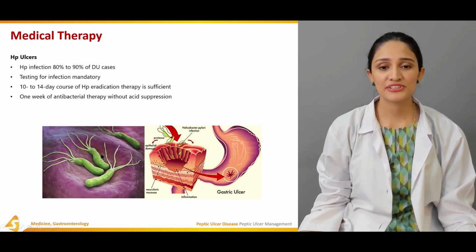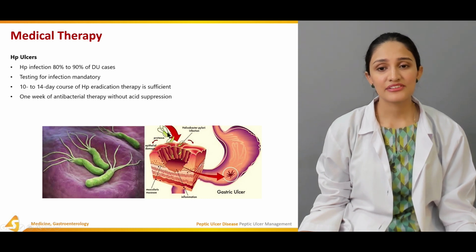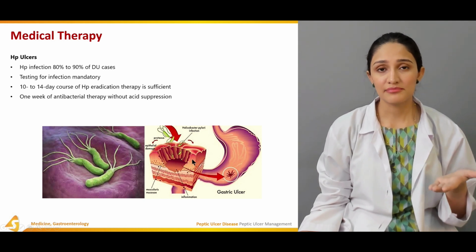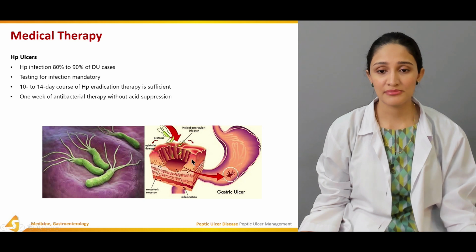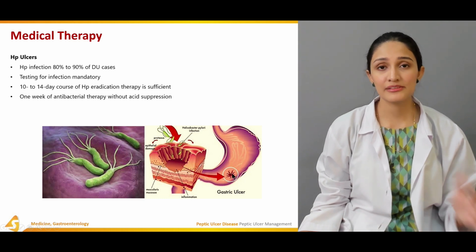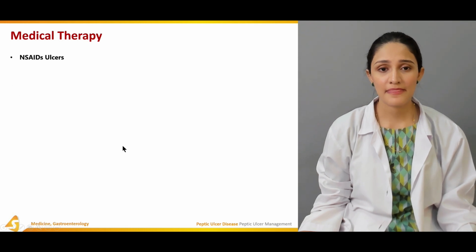As you can see in this picture, this is a picture of Helicobacter pylori infection, which is a rod type of microorganism, and it causes inflammation and epithelial damage to the epithelium of the gastric mucosa, and ultimately it causes gastric ulcers and duodenal ulcers.